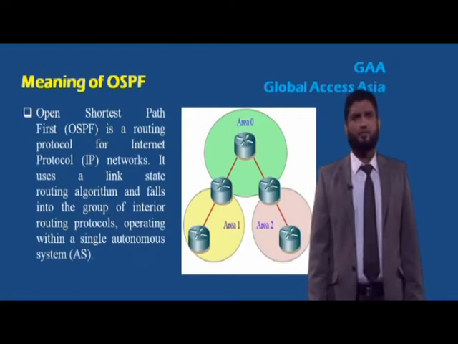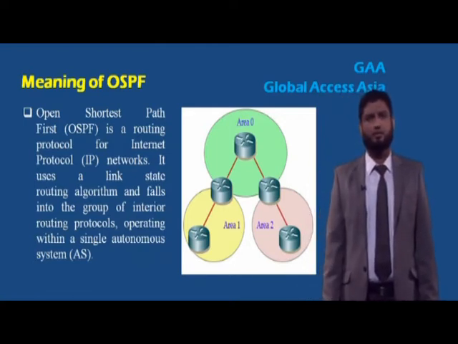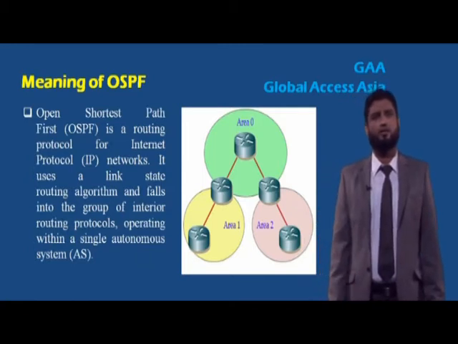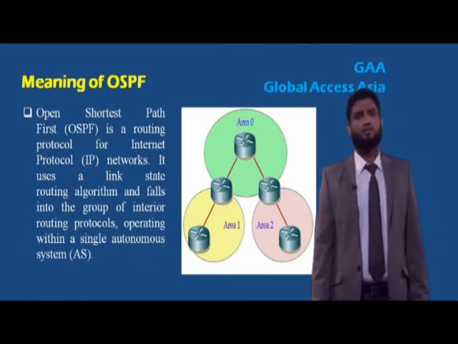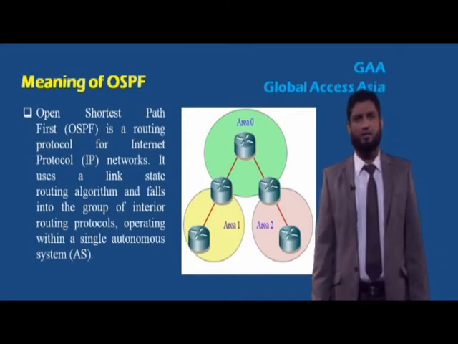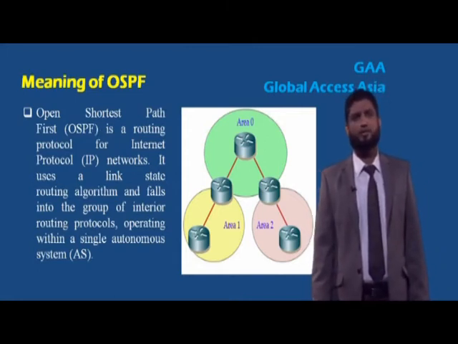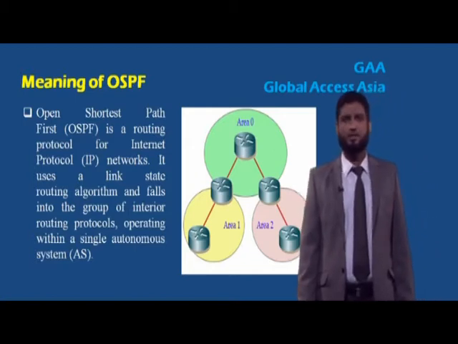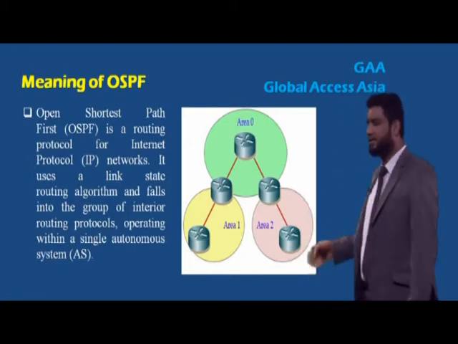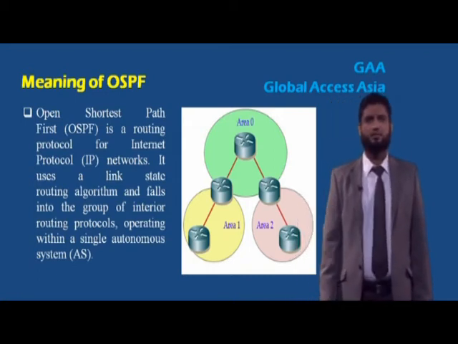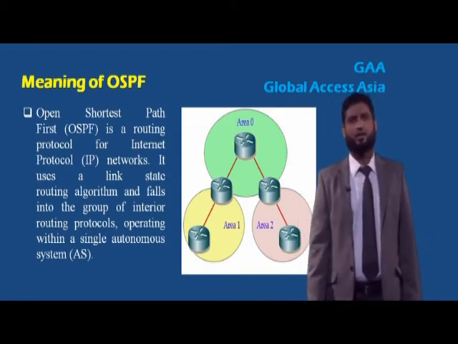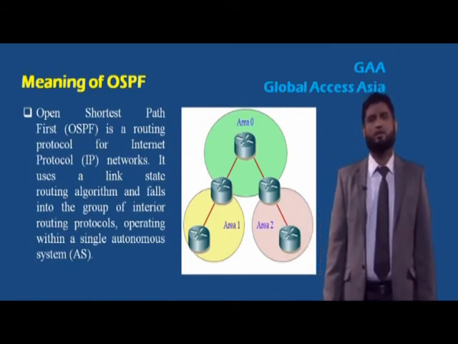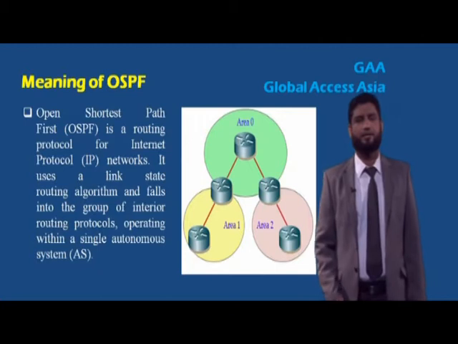Open Shortest Path First is actually a routing protocol for Internet Protocol networks. It uses a link state routing algorithm and falls into the group of interior gateway protocols operating within a single autonomous system. In this figure, you can see there are some autonomous systems and different areas, but everything inside the autonomous system will be covered using the same area in this figure.